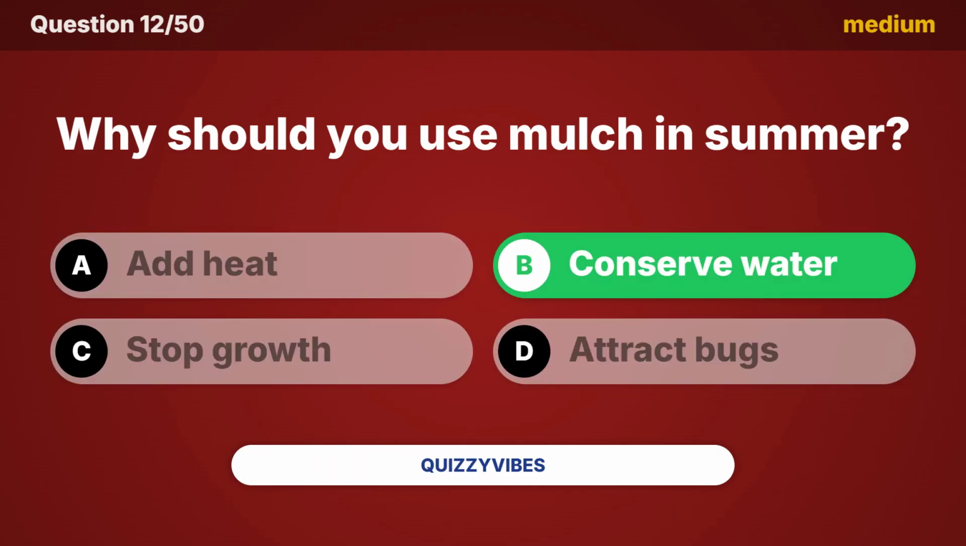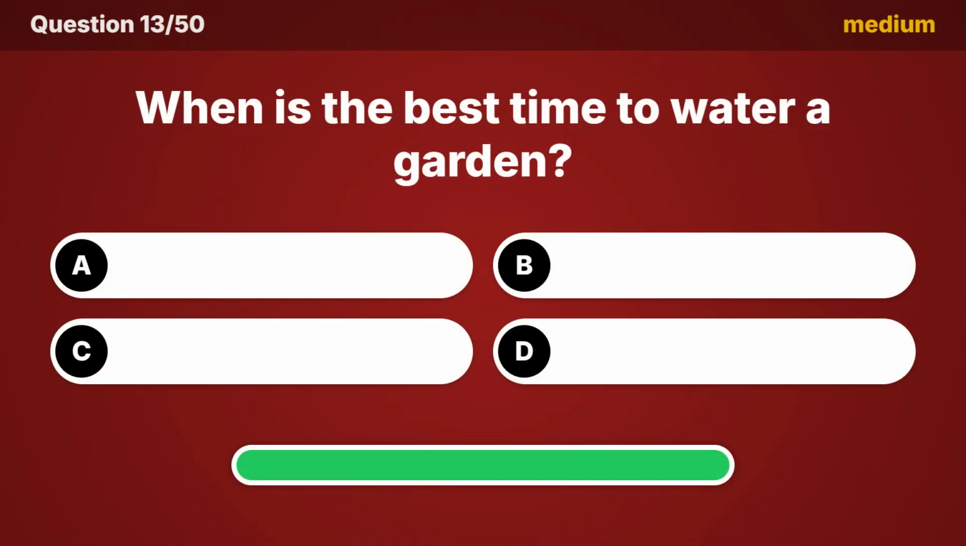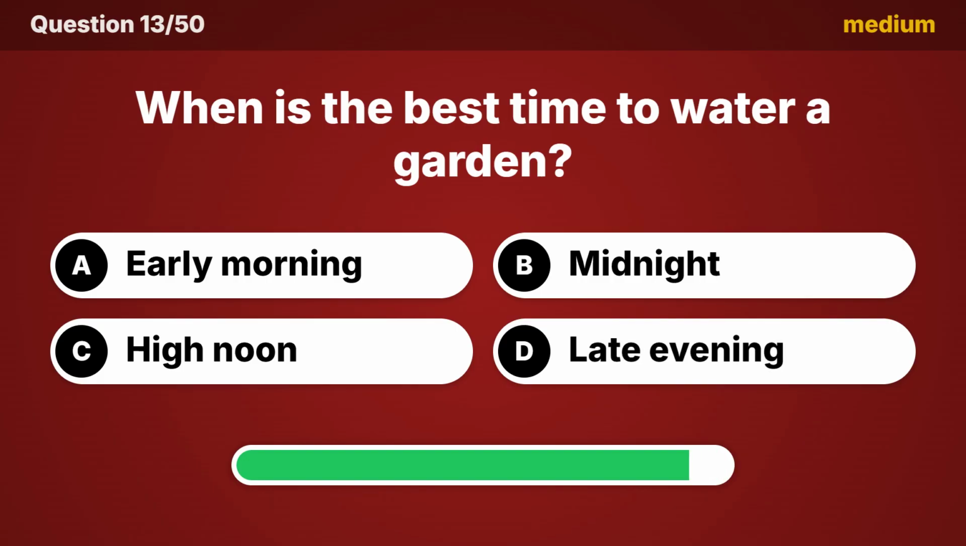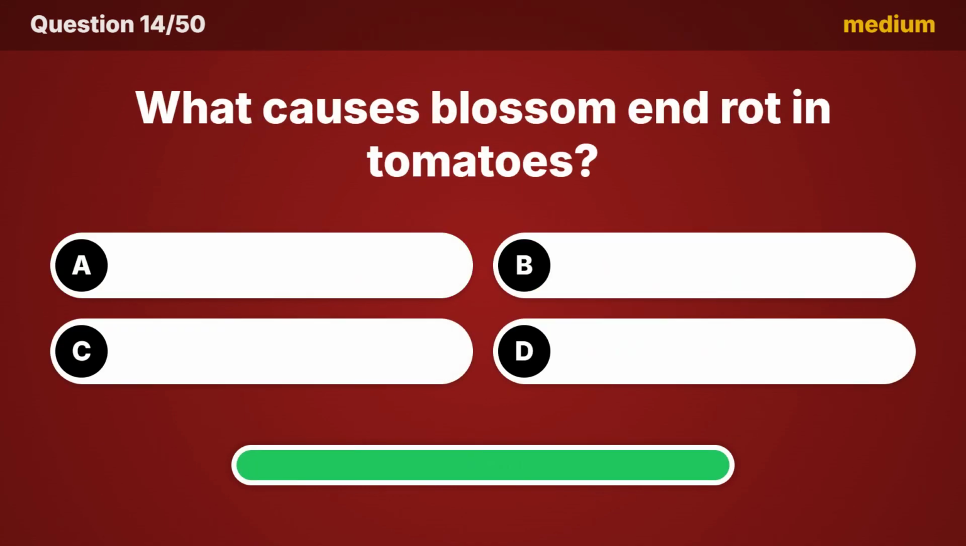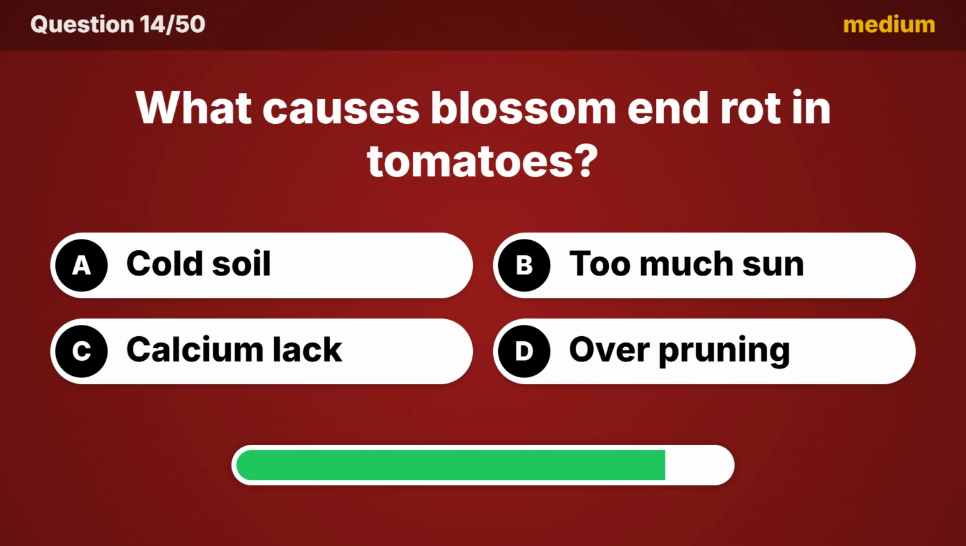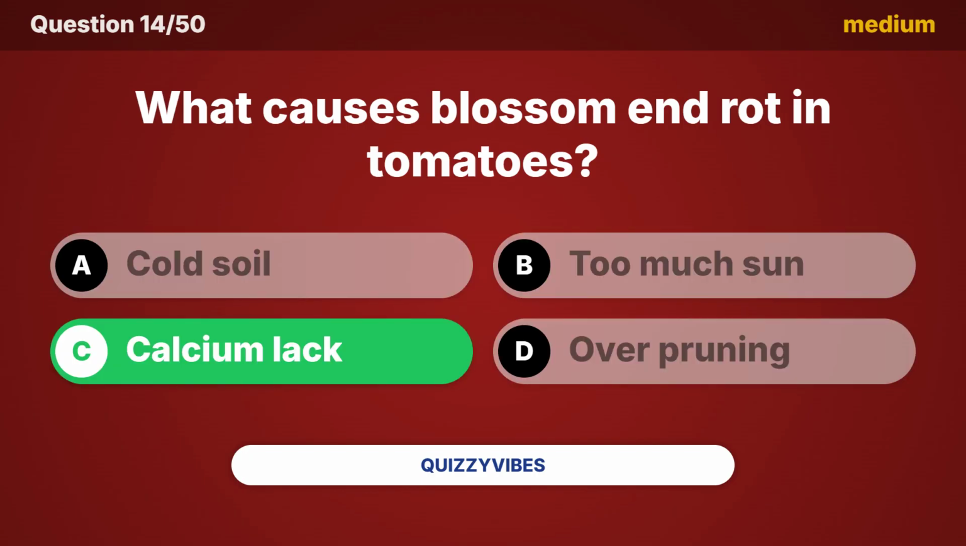The correct choice is conserve water. When is the best time to water a garden? The answer is early morning. What causes blossom end rot in tomatoes? And the answer is calcium lack.